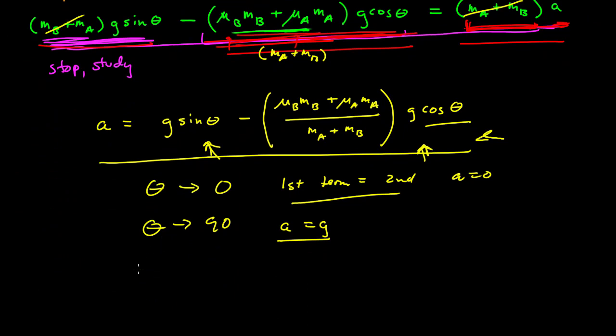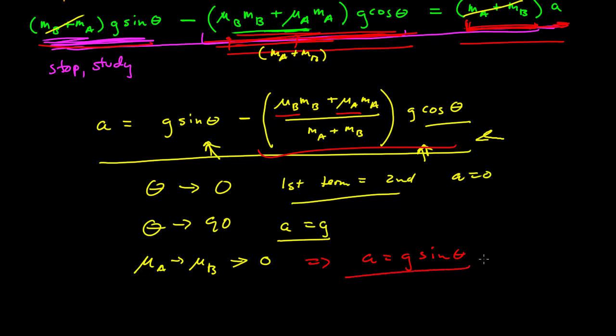Okay, what about the coefficients of friction? What about as mu a and mu b go to 0? If they both go to 0, what happens then? Again, I lose this second term here. If this goes to 0 and that goes to 0, then this whole second term goes to 0, and I'm left with a equal to g sine theta, which is exactly the result that we derived originally for masses sliding down an inclined plane. So despite how complicated this was, I'm now very confident that I have the right answer.